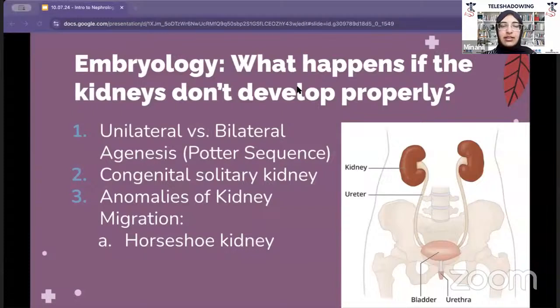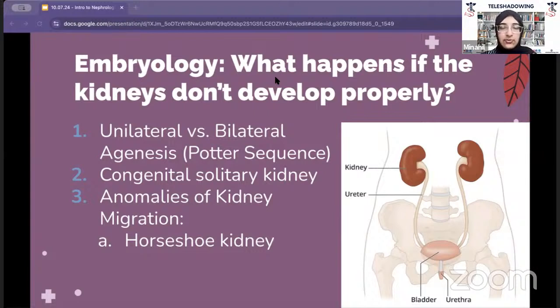So remember, embryology is basically the study of the embryo as it develops over the 9 months of gestation in the mother's womb. But during that time, a lot of different things can happen at different weeks at various stages. So sometime, I believe around week 7 after the heart is developed, the kidneys develop. So what happens if they don't develop properly? Sometimes only one kidney forms. That is called unilateral agenesis.